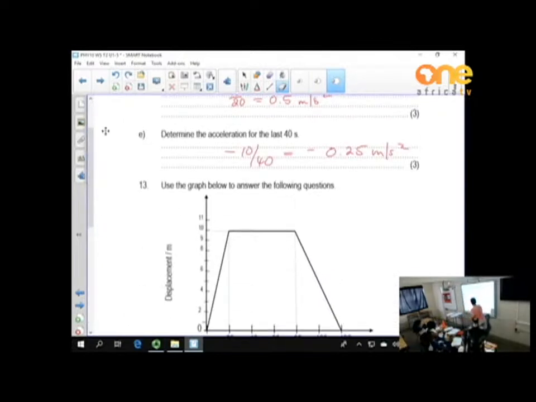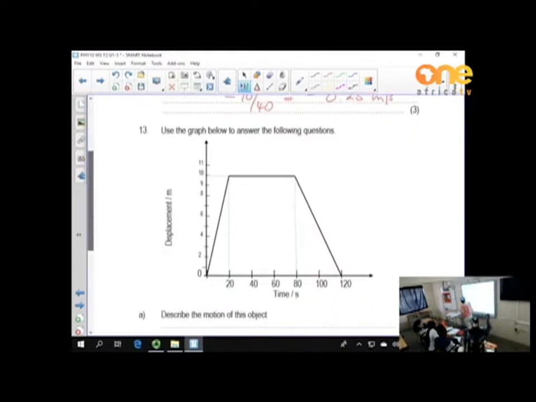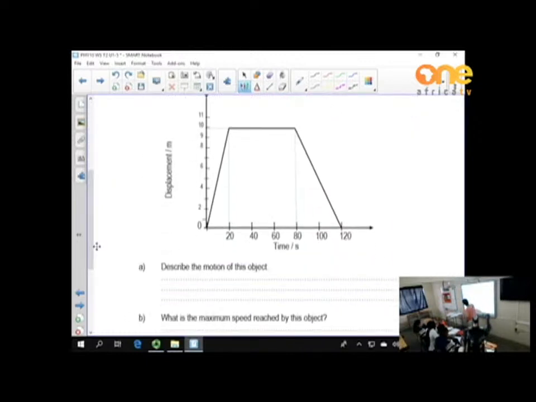All right, now. Number 13, use the graph below to answer the following questions. Now, I don't have a velocity time graph. What do I have? A distance or displacement time graph. Describe the motion. Well, traveling at constant speed, not acceleration. We have a displacement time graph. The gradient now gives me the speed or velocity.